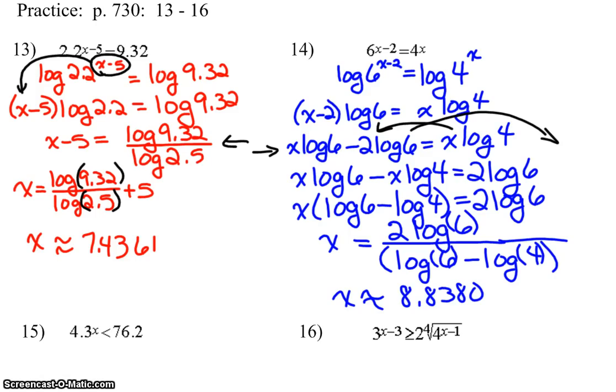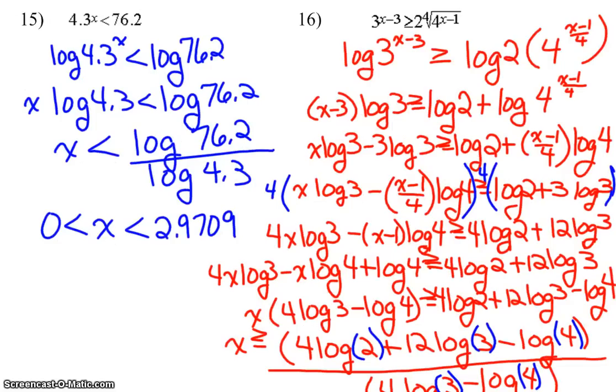Then I factored out the x right here, so it was x times the log of 6 minus the log of 4 equaled 2 times the log of 6. Did the division, again, be very careful about your parentheses, and ended up with x is approximately 8.380. Try the next two problems.